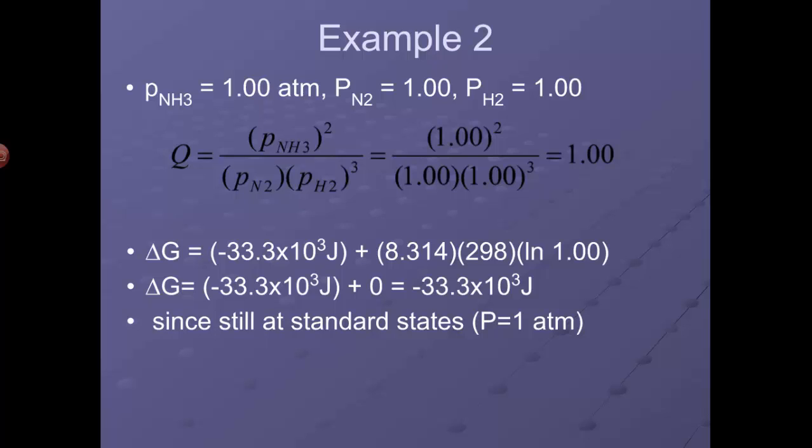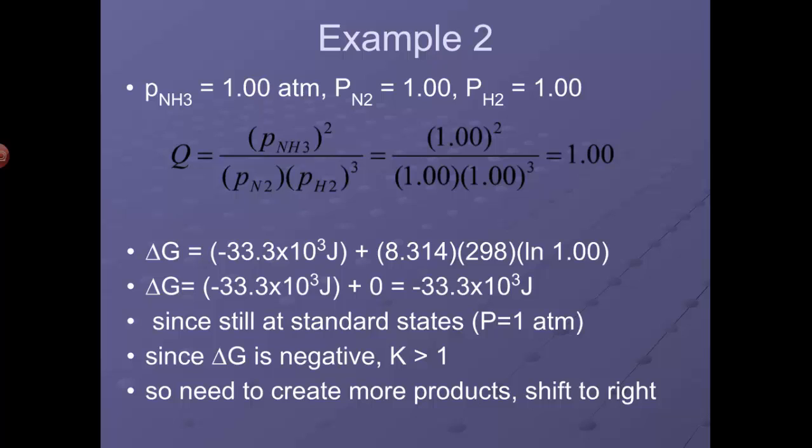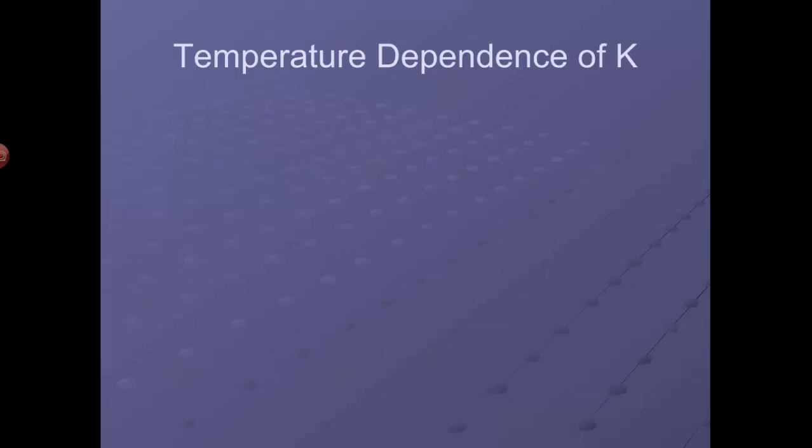Pressures are all 1 atmosphere, so we're still at standard states. So we could have done this without a calculation if we remembered that at standard states, where all gases are at 1 atmosphere, delta G is equal to delta G standard. Okay, but it's negative. So K is greater than 1, and that means that we're going to shift to the right and create more products.